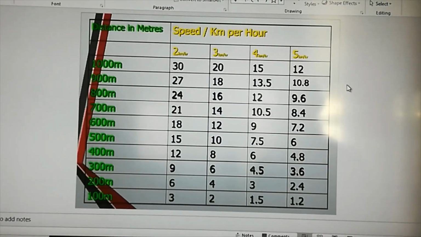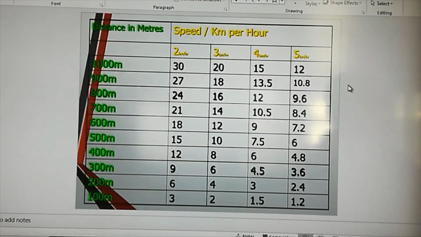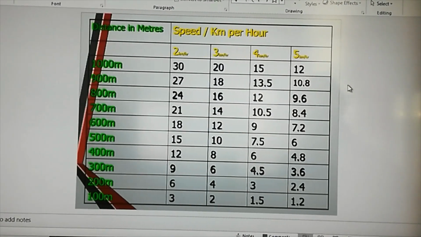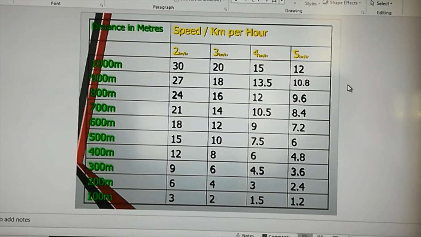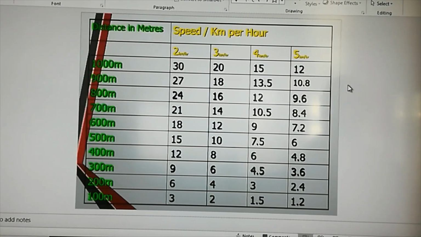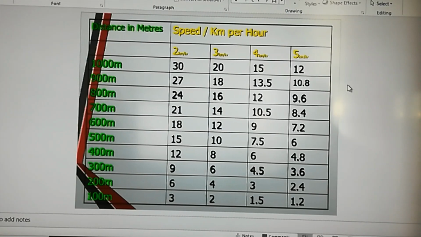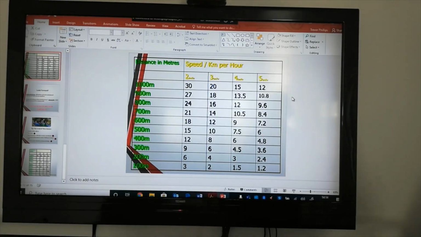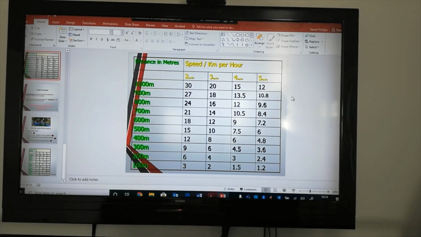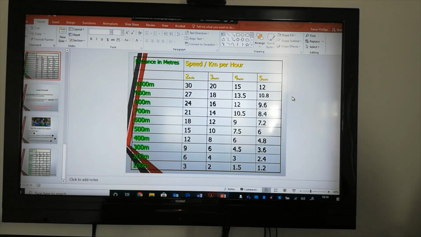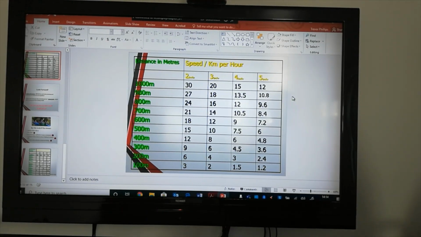So if I was to calculate that, 60 seconds makes up a minute. So 60 times 1.2, and it'll give me a figure. 60 being a minute, so 0.2 of 60 is 72 seconds. So that's going to be 1 minute and 12 seconds to cover 100 metres.